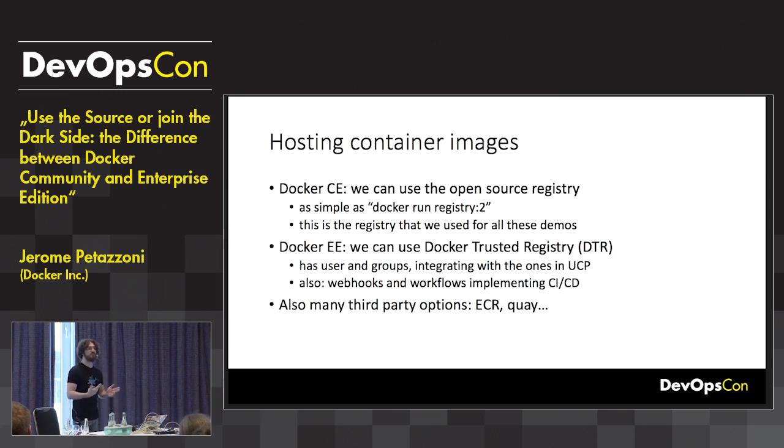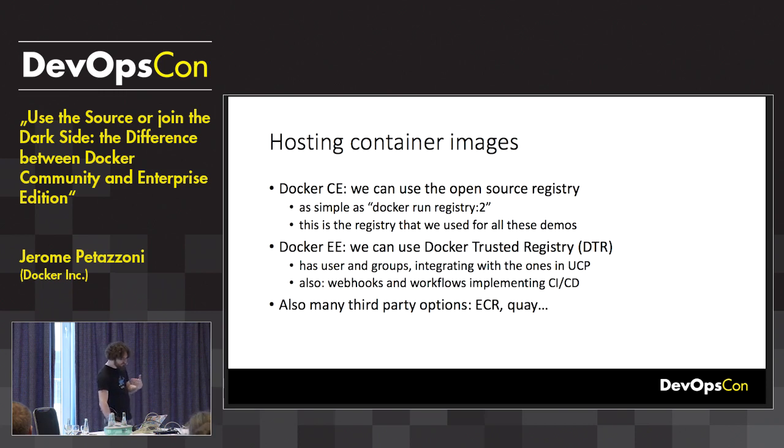But when you have the Enterprise Edition, you have something called DTR, which is the Trusted Registry, and it's a registry for container images, but the big selling point is that it's integrated with all the users and groups and permissions that are in UCP. So when you create a user in UCP, then that user can also have access to specific images, etc., etc.